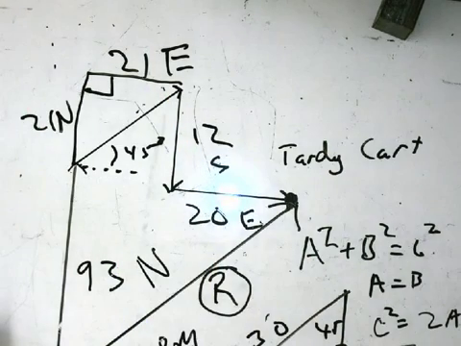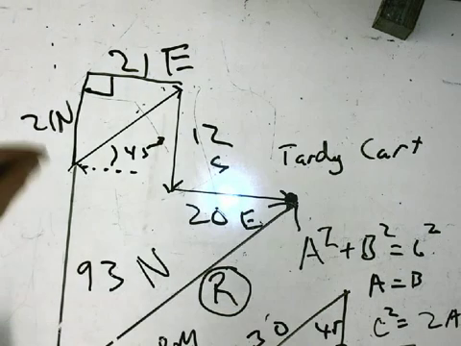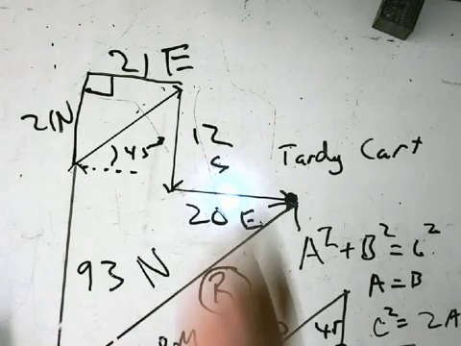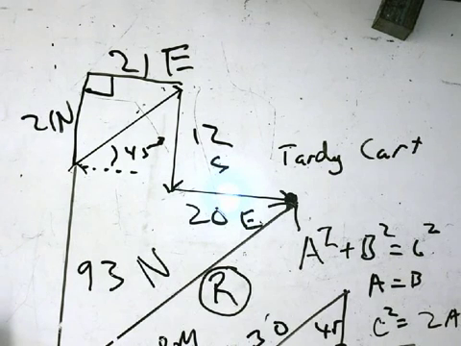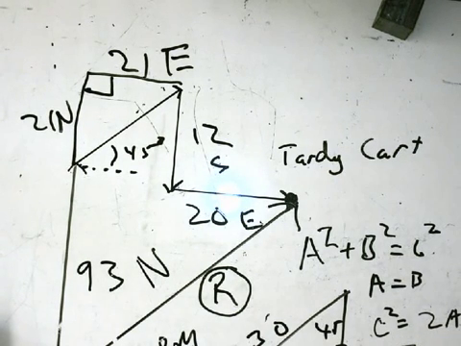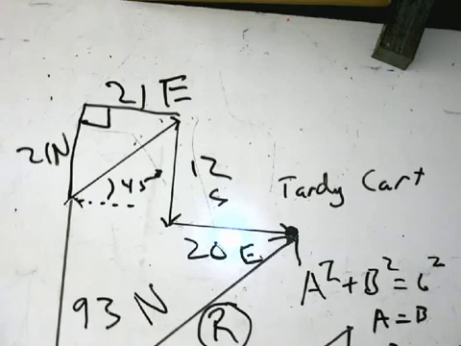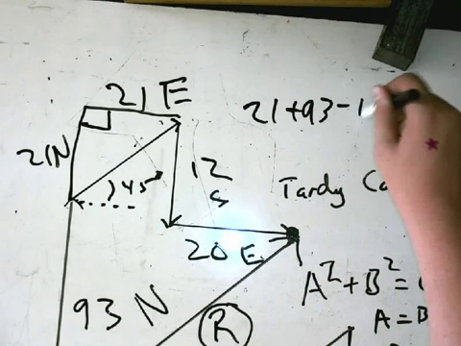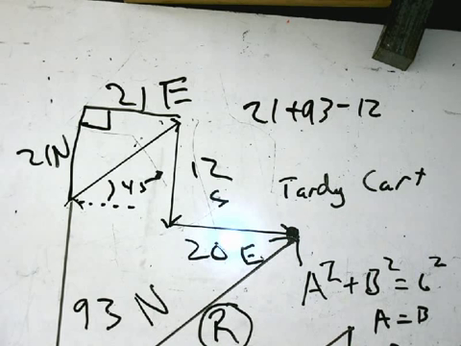Essentially all you have to do is add up these various things. We've got 93 steps north, plus another 21 steps north, plus 21 steps east, plus 12 steps south, plus 20 steps east, and you end up at the Tardy cart. North and south are opposites of each other, so this can be written as 21 plus 93 minus 12 to figure out how many steps north you've gone. Using our calculator again, this is equal to 102 steps north.